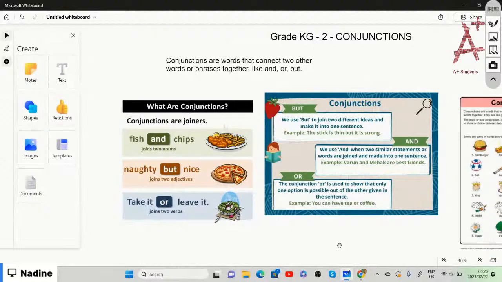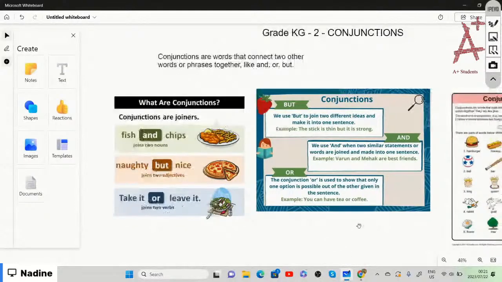The conjunction or, we said, is used to show choice, or it is shown as an option. So the conjunction or is used to show that only one option is possible out of the others given within the sentence. Which means that you can either choose between coffee or tea. So you can either have coffee or you can have tea.